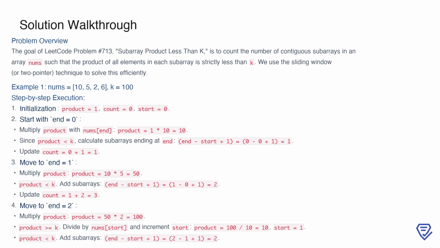Moving end forward to index 2, the product becomes 100 after multiplying by nums[end]. Here, the product is not less than k, so we adjust the window by dividing the product by nums[start], and incrementing start. This reduces the product to 10, which is now less than k, allowing us to count 2 subarrays, [2], and [5, 2]. The count is updated to 5.